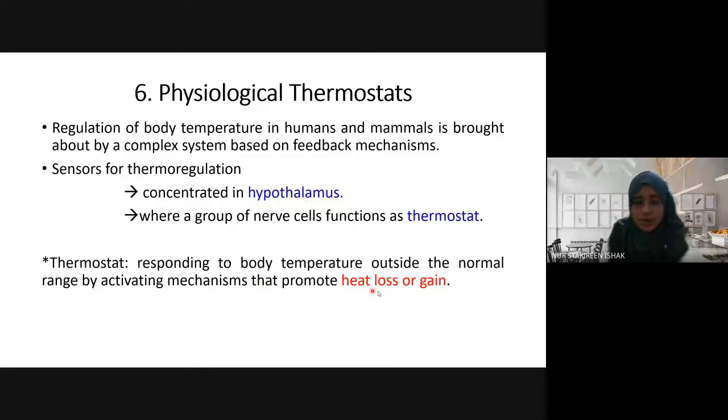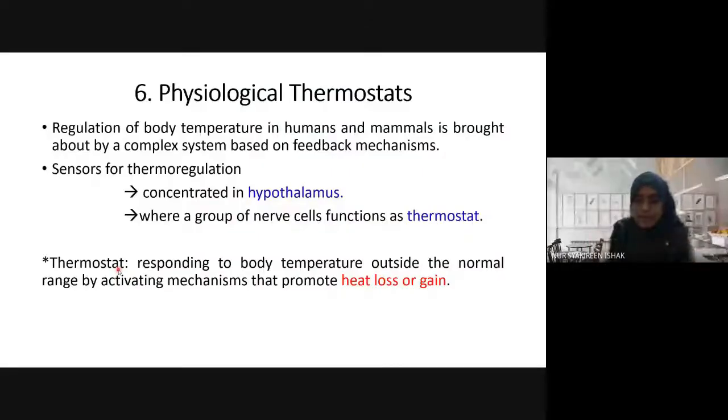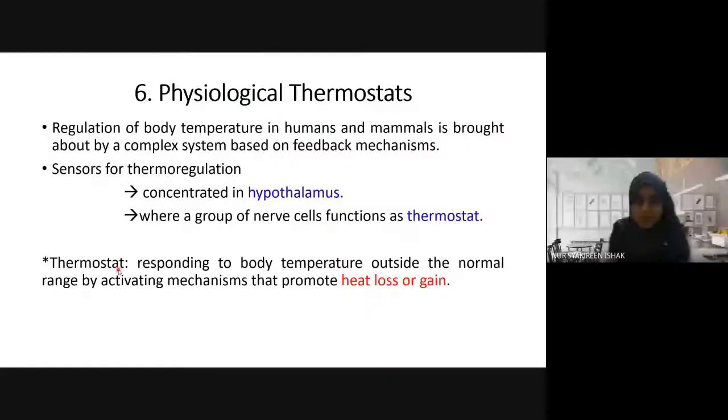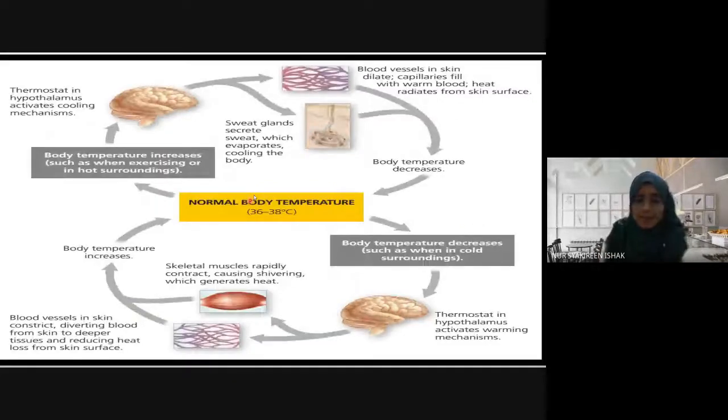So kalau ada berlaku perubahan pada suhu badan, terutamanya bila ada perubahan pada surrounding temperature, okay, that may influence the body temperature. So in order to prevent the body temperature from changing too drastically and to maintain it at the right temperature, that is the function of the thermostat, to detect any changes that occur to the body temperature. So the normal body temperature is around 36 to 38 degrees Celsius.